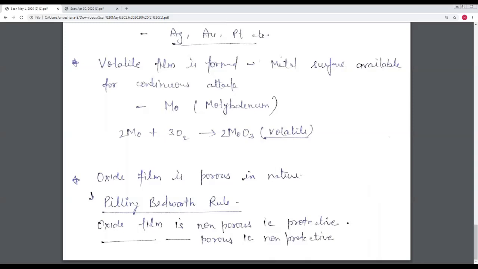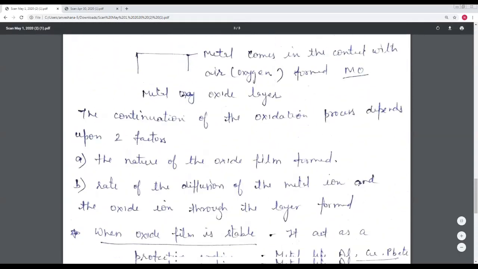तो corrosion हमारा किस पे depend किया? Nature of the metal and the layer of the oxide film. ये दो बहुत important चीजें हैं जिनके ऊपर हमारा corrosion depend कर रहा है. And one more thing, कि volatile film is formed when the metal is molybdenum. Okay, so now I repeat again, corrosion.